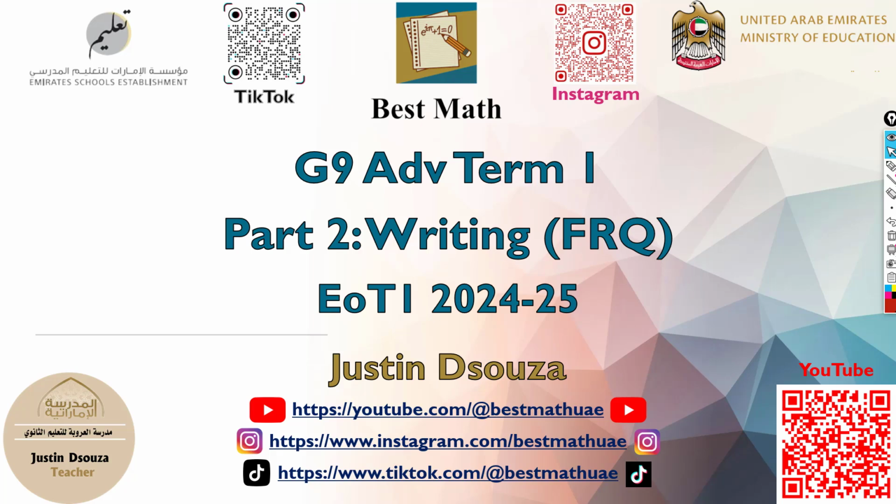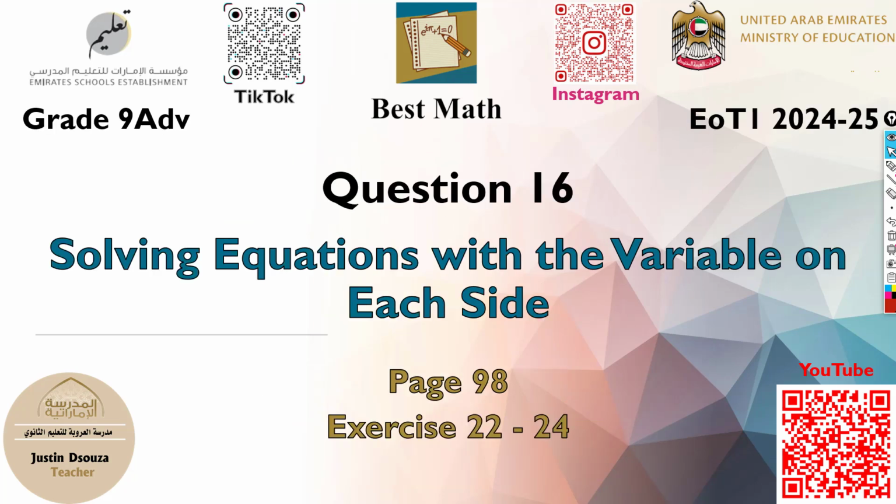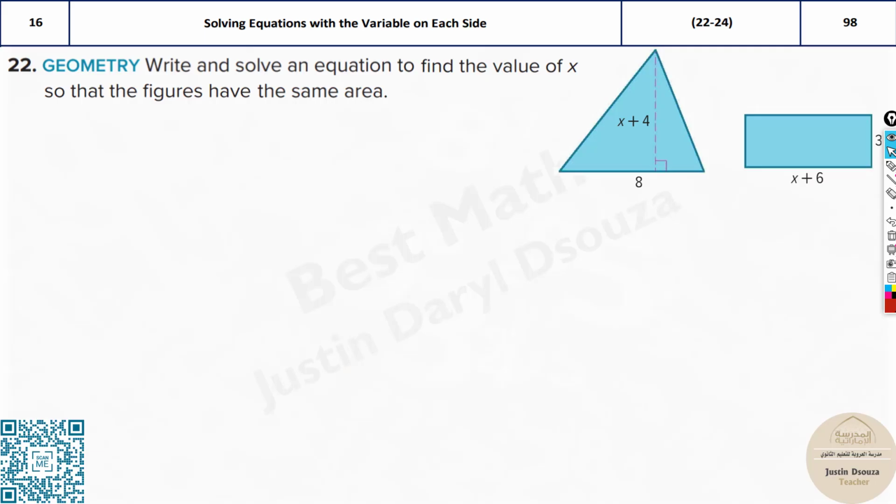We will begin with the writing part questions. Question 16 is to solve equations with variable on each side. Here, you have to use the concept of variables on each side, but they have given you geometric figures. And they have also mentioned here to solve for x when the figures have same areas. That means whatever the area of this geometrical figure is equal to this one. And then we solve for x.